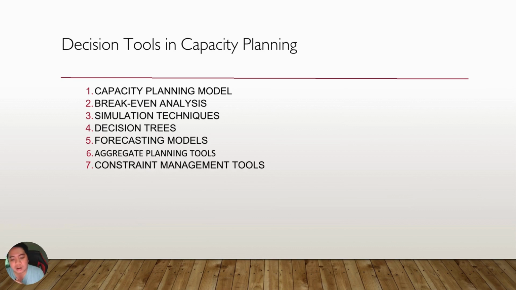Forecasting models. Accurate forecasting is vital for capacity planning. So you need to forecast at least 3 to 5 years or 10 years for you to have that grasp and plan ahead of your capacity.